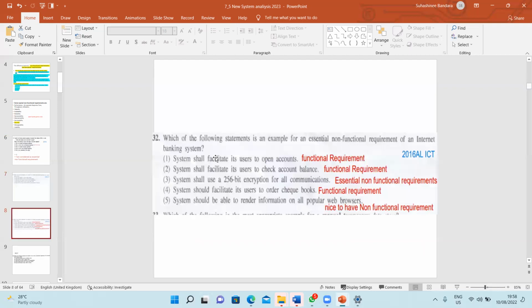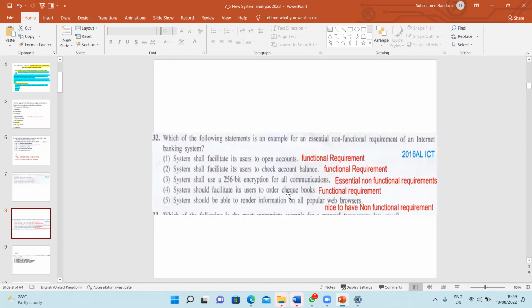Question 33, 2016: Which of the following statements is an example of an essential non-functional requirement of internet banking? The system shall facilitate its user to open an account. Opening an account means functional requirement. Next, check the bank balance. That is also a functional requirement. The system shall use 256-bit encryption for all communications. Encryption means security. Security we also consider an essential non-functional requirement. Why? Security we took as non-functional, but it must be there, essential.